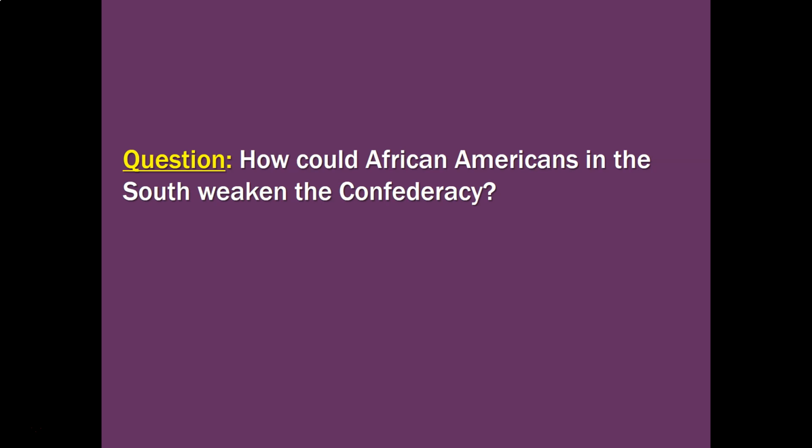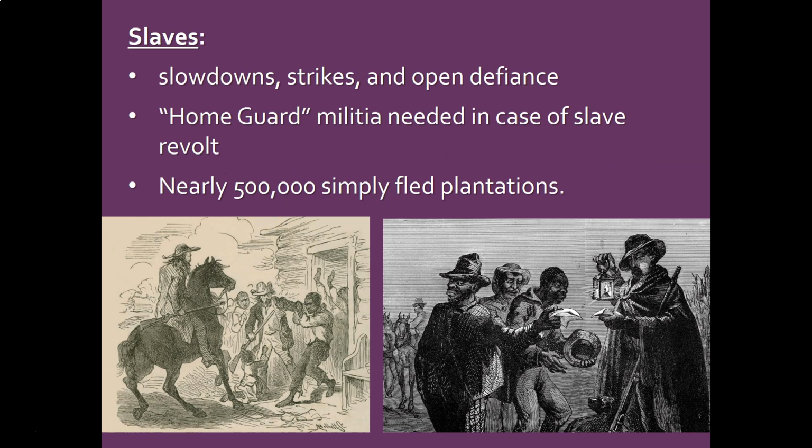All right, now let's think about maybe non-military African Americans in the South. How are they going to weaken the Confederacy? And let's think about the enslaved population, which is still there. There's lots of ways they can reduce the Confederacy's ability in this war. They can slow down their work even more. They could literally just go on strike or defy their owners because, what are they going to do at this point? The South is crumbling.